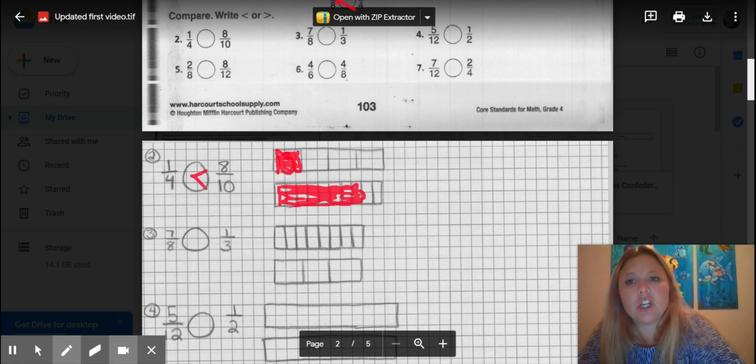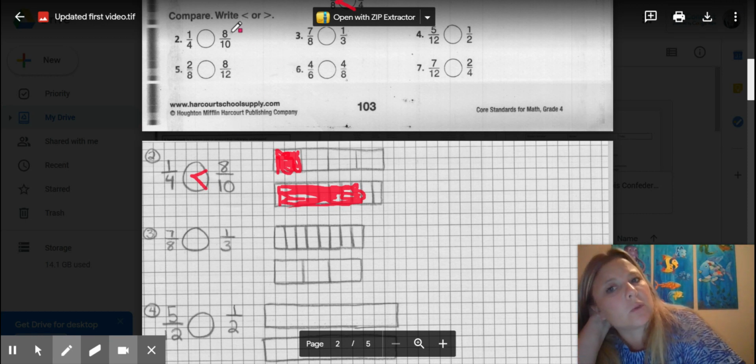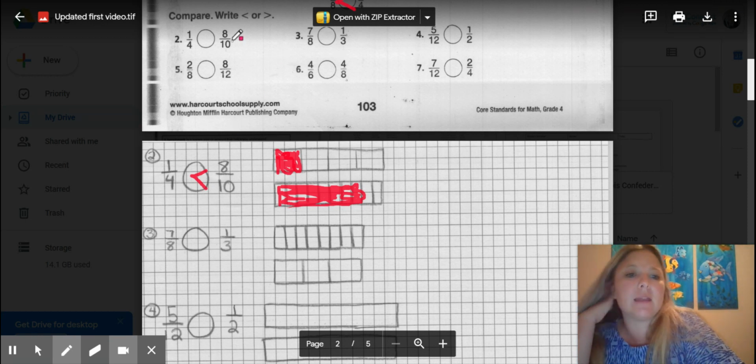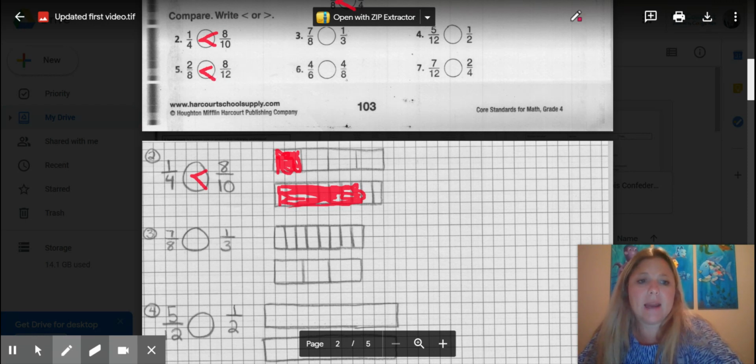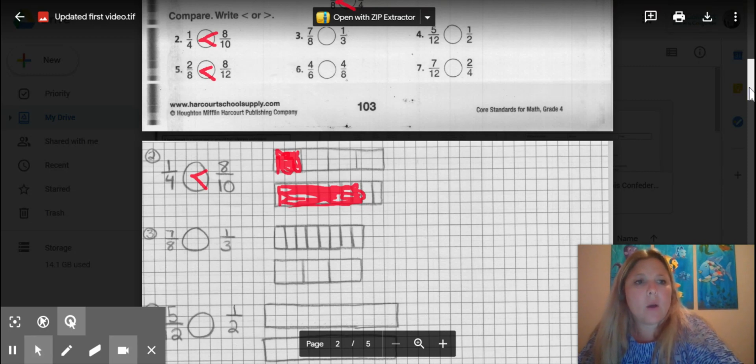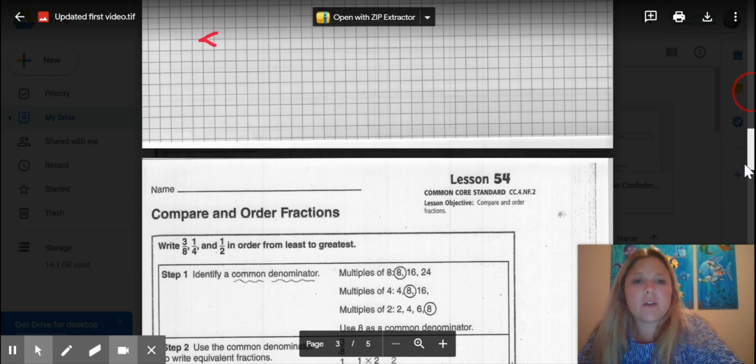Now, something I didn't touch on is if the numerator is really close to the denominator, most likely that's closer to 1. And so that fraction is going to be larger than a numerator that's not so close to the denominator. So 8/10 is definitely larger. What am I talking about? If I go to number 5, again, 8 is closer to 12 than 2 is to 8. So I know 8/12 is larger than 2/8. And if I were to go down below and actually color it in, it would come up with the same answer. Okay, now I'm going to quickly move on to the next part of comparing fractions.